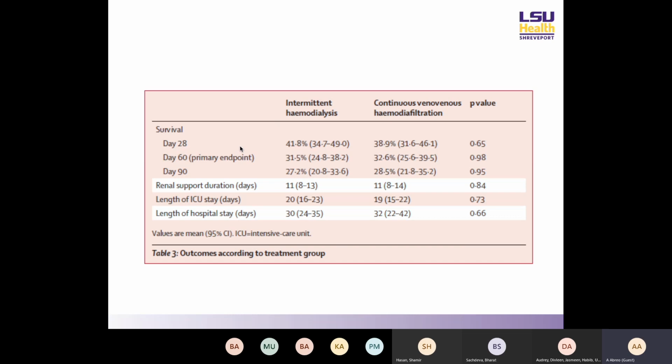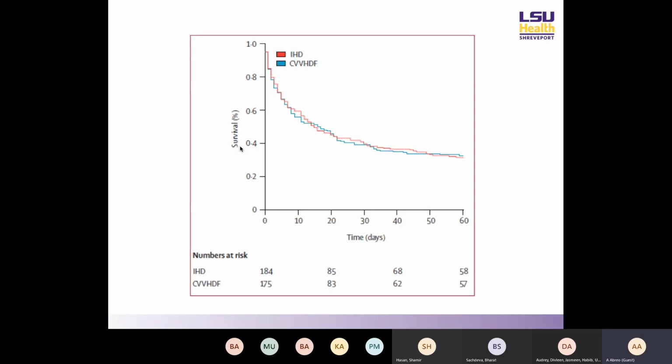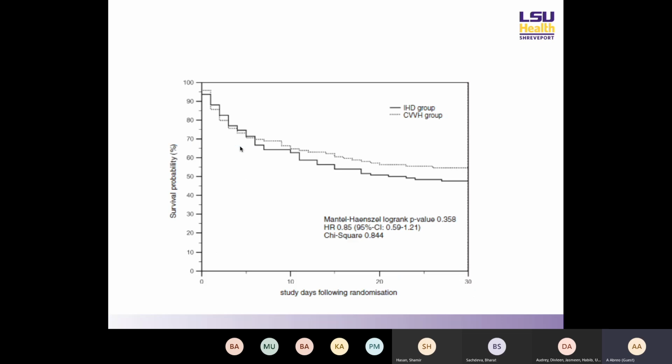And as I mentioned before, in this trial as well, there was no survival advantage at day 28, 60, or even 90. And no difference also in the renal support duration days. So that's just the survival curve. You can see no difference.